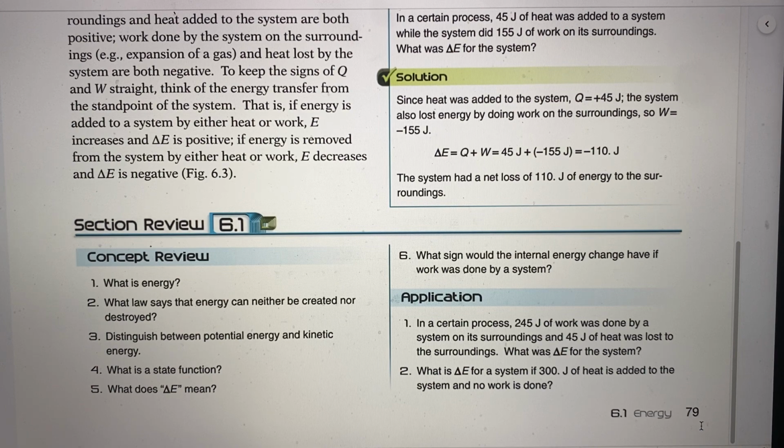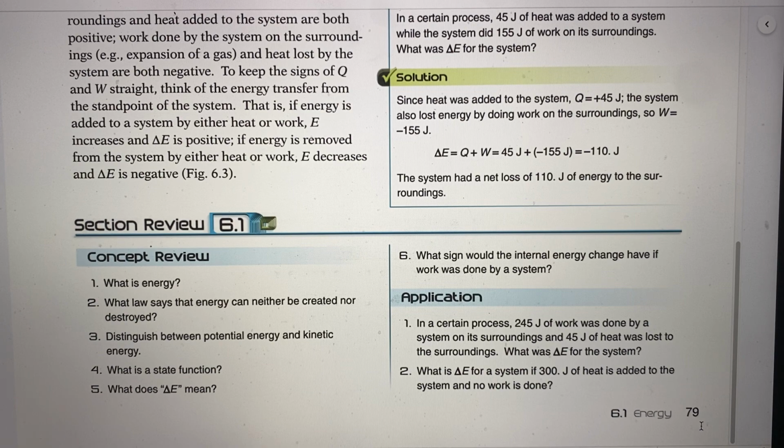On to, what sign would the internal energy change have if work was done by a system? Would it be negative or positive? So if you have an internal energy change and work was done by the system, you would have a negative sign, because that's what we had in this problem here. The work came out, the energy came out, so it would be negative. Whenever heat or energy is given off, you're going to have a negative sign.